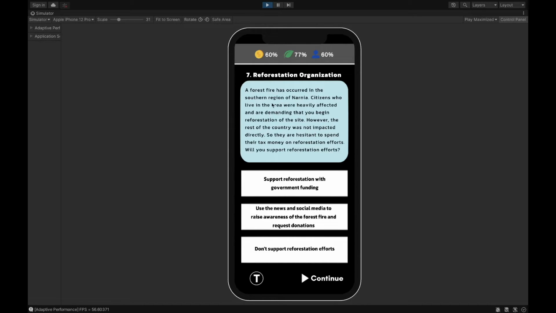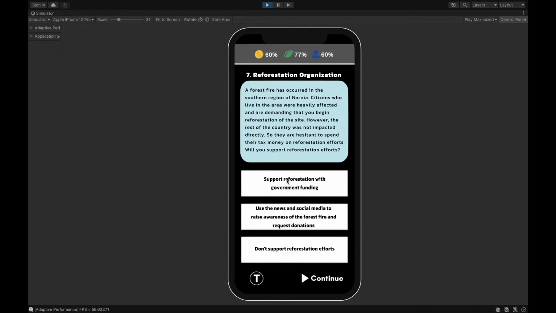Now for reforestation organization. So a forest fire has occurred in the southern region of Narnia. Citizens who live in the area were heavily affected and are demanding that you begin reforestation of the site. However, the rest of the country was not impacted directly, so they are hesitant to spend their tax money on reforestation efforts. Will you support reforestation efforts? So what we can do is either support reforestation with government funding, use the news and social media to raise awareness of the forest fire and request donations, or don't support reforestation efforts at all.